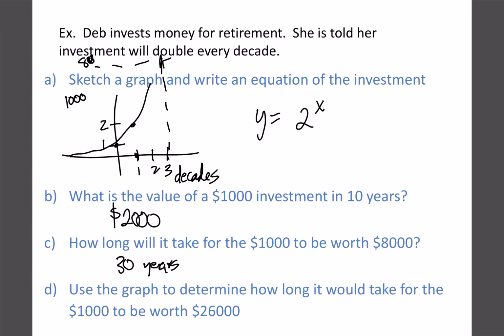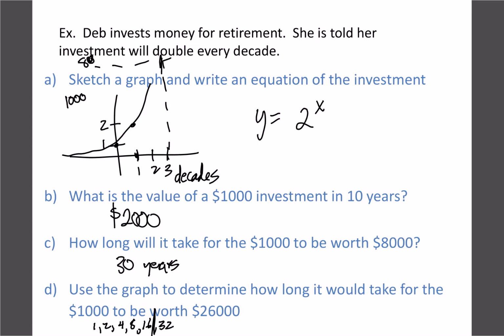And our last one is, how long would it take for it to be worth 26,000? So if we continue, it'd go from 1,000 to 2,000 to 4,000 to 8 to 16 to 32. So you can see it's going to be somewhere in between the 16 and the 32,000. The easiest way would be just use your graph, trace along to see when our y value is roughly 26, and we should get our answer from there.